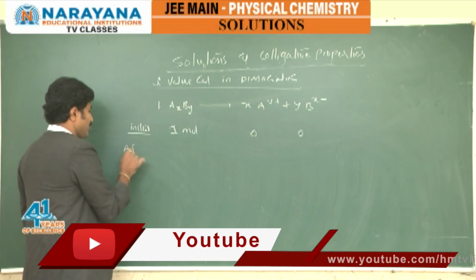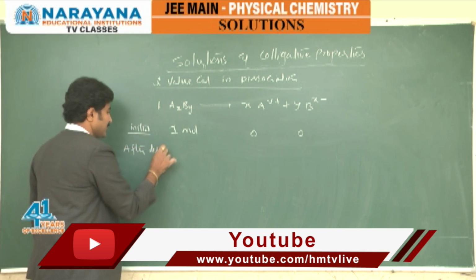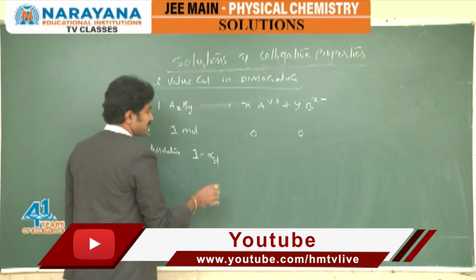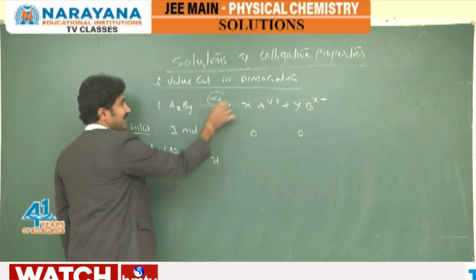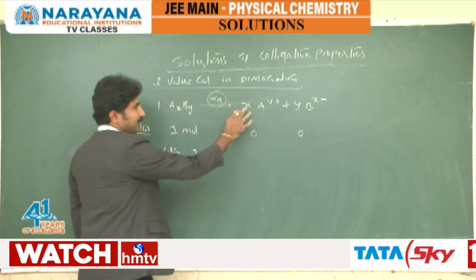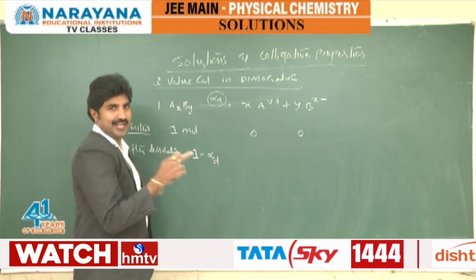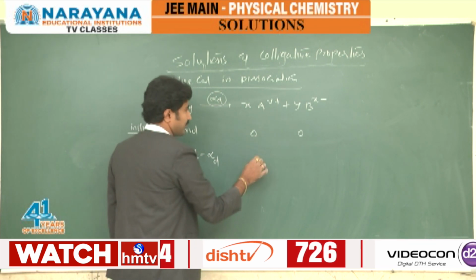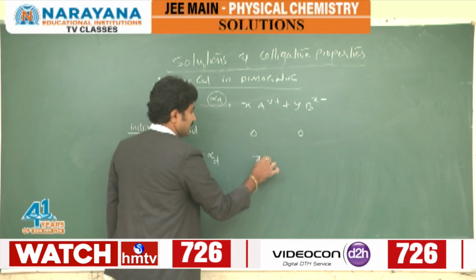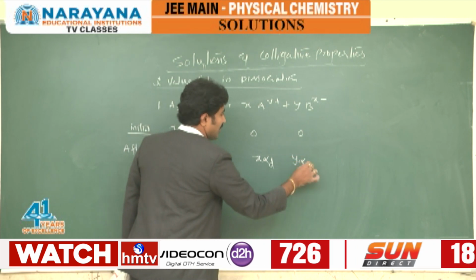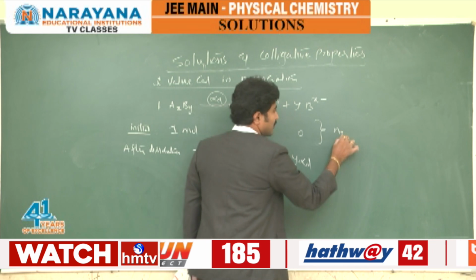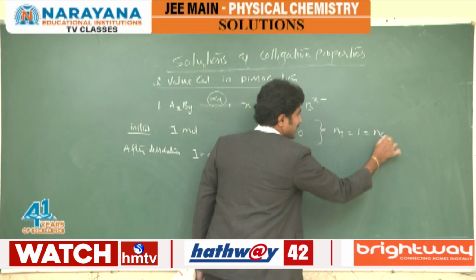After dissociation, what happened? Suppose alpha d is the degree of dissociation. As per the stoichiometric equation and stoichiometric coefficients only, these will be obtained: this is x into alpha d, this is y into alpha d. Now what about the initially added total moles? This is 1, this is n calculated.